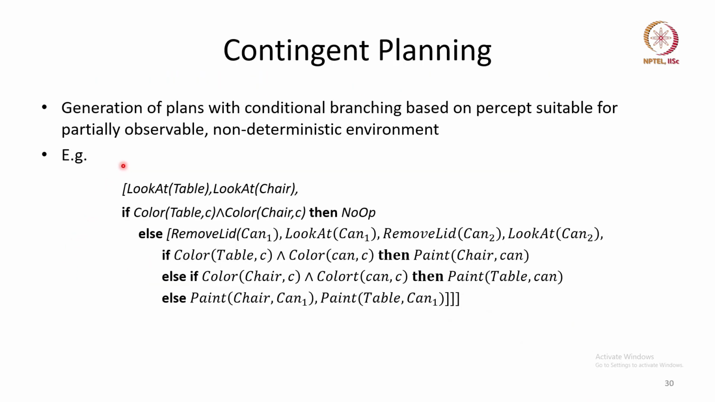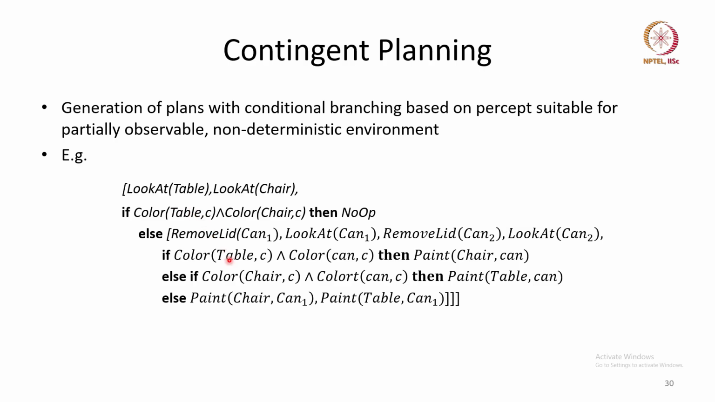One more type of plan is what is called the contingent plan. In the contingent plan, you have some things being sensed at the point of time the plan is actually being executed. For example, here you can see you have a table and a chair, and you want to paint them. So what is it that you are going to do? What is the color that you are going to use? And you also have a can with paint in it.